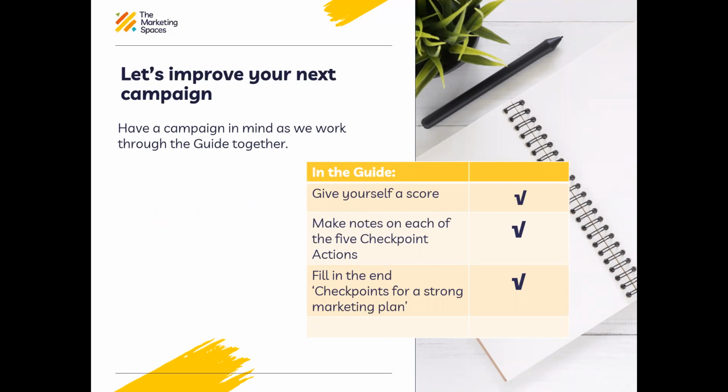Make notes on each of the 5 checkpoint actions. So in the guide, you'll see that there are questions to help you with each of the checkpoint areas saying, can you do this? Should you do this? And then fill in the checkpoints for a strong marketing plan, which is right at the end of the guide, so you pull everything together in one place. So let's look at the 5 things that you can do to improve your next marketing campaign.